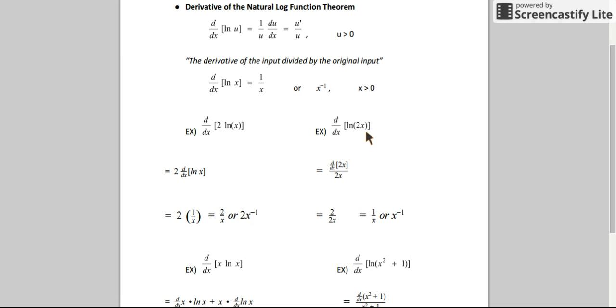If we increase the coefficient in front of the input, that does a little bit different. So we find the derivative of the natural log of 2x. We're going to find the derivative of the input. That's going to be on top of our fraction, and the original input is going to be on the denominator or bottom. So the derivative of 2x is 2. 2 over 2x simplifies to just 1 over x, or x to the negative 1 power.